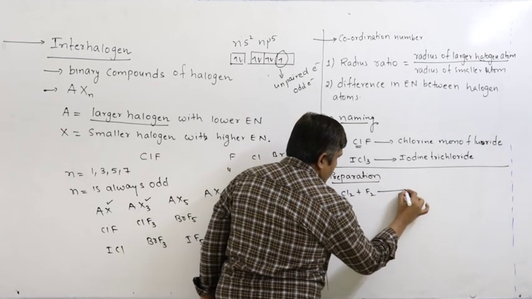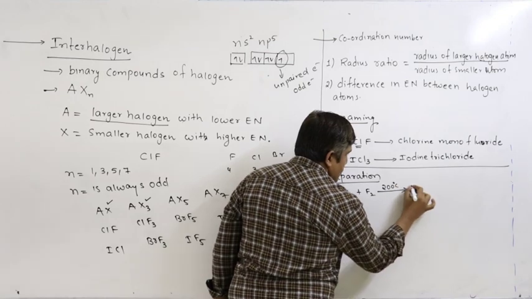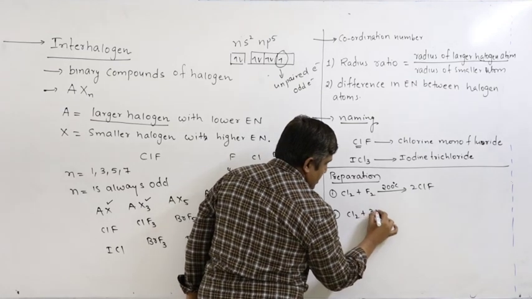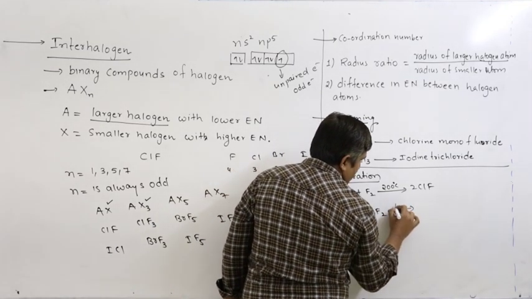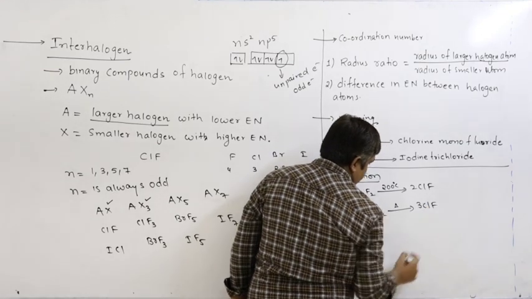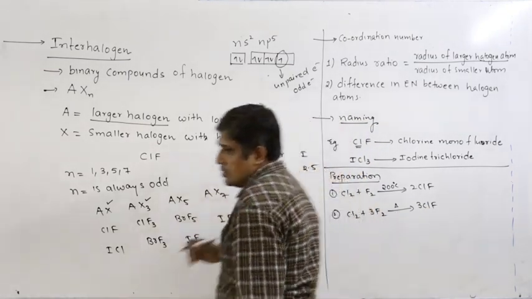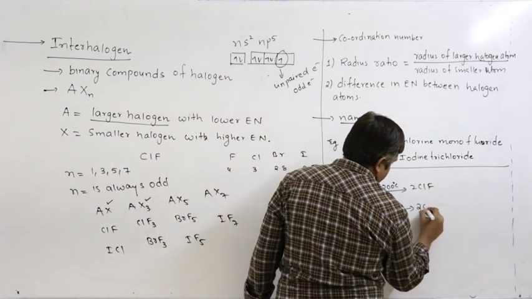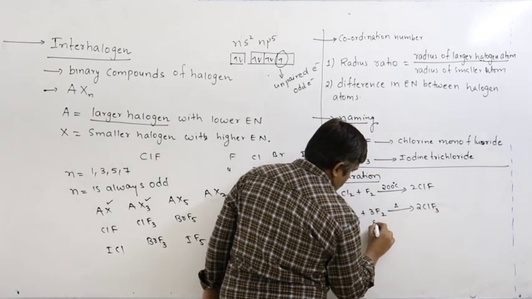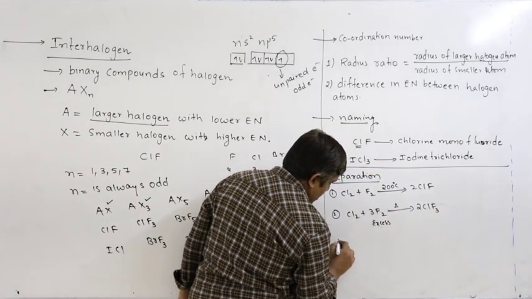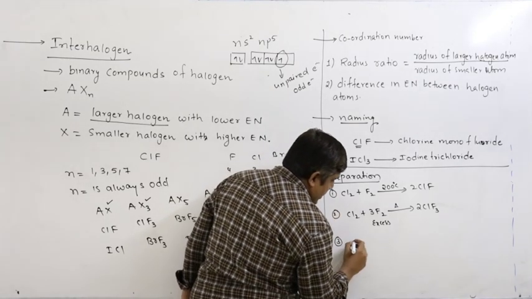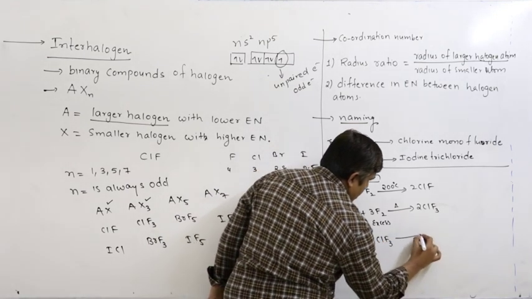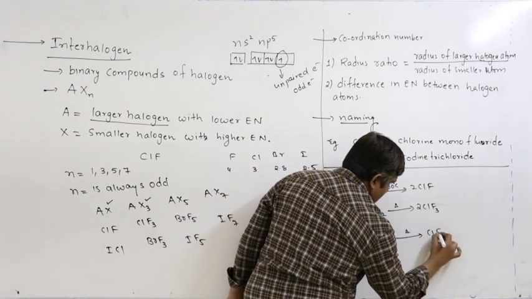Cl2 plus F2, around 200 degrees, you will get 2 ClF. Next, Cl2 plus 3F2 gives, upon heating, 2 ClF3. Or you can take fluorine plus ClF3. Upon heating, what we get is ClF5.